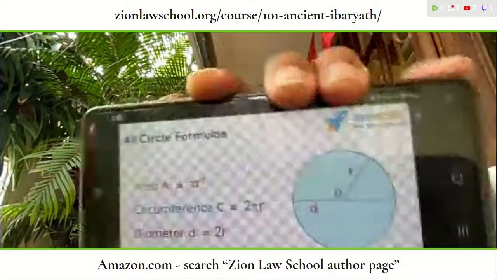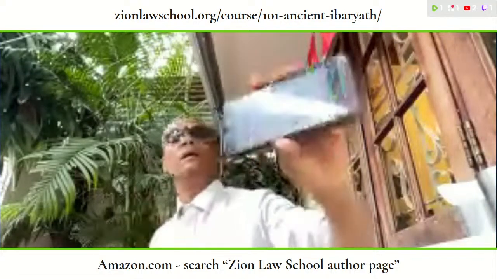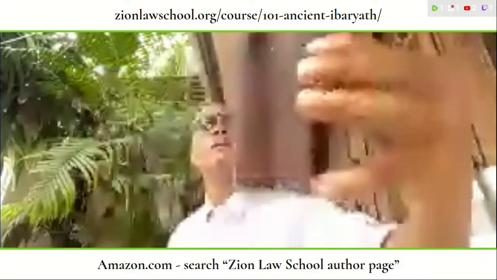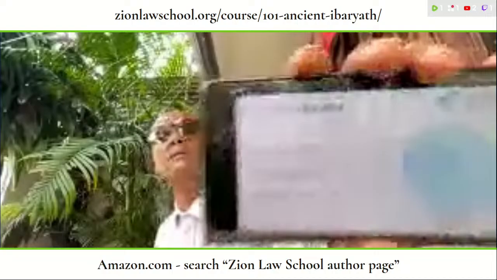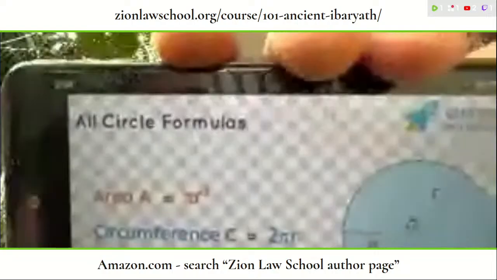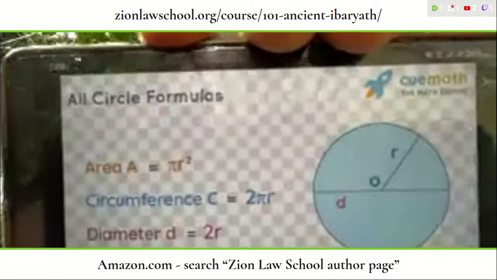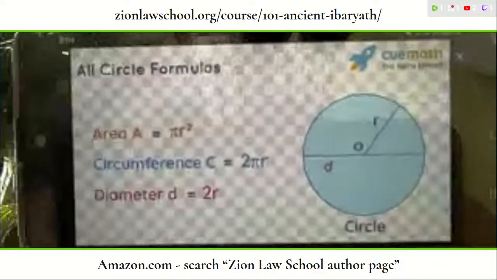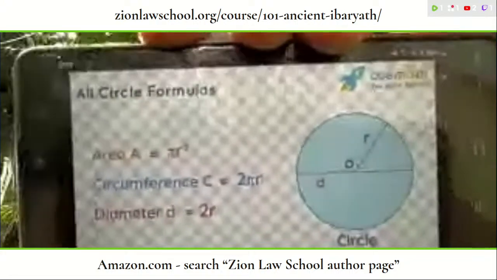Okay, so what we're primarily interested in is the equation for area. The equation for area, do y'all see it? Which is pi times the radius squared. Area is pi times the radius squared. So we need to figure out what pi is, and how pi was derived. And that's kind of what I want to bring to y'all today.